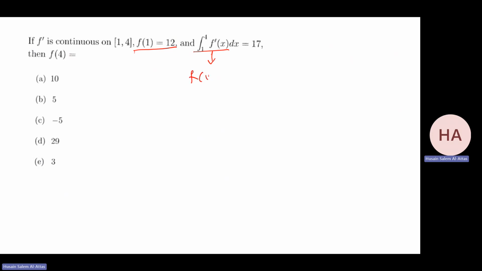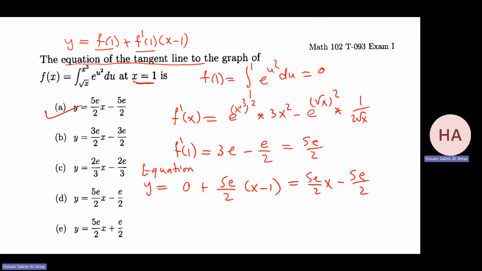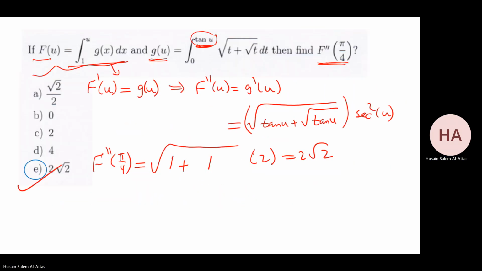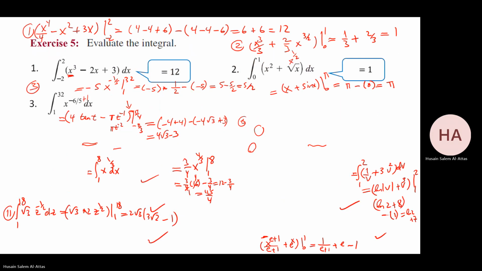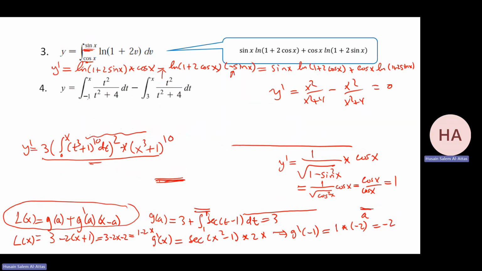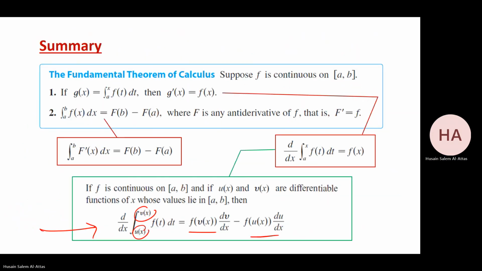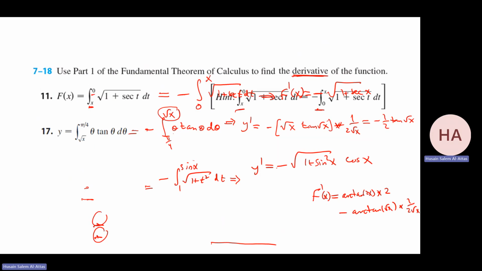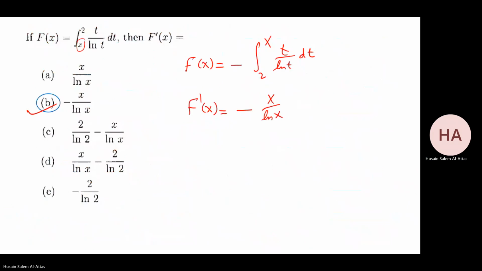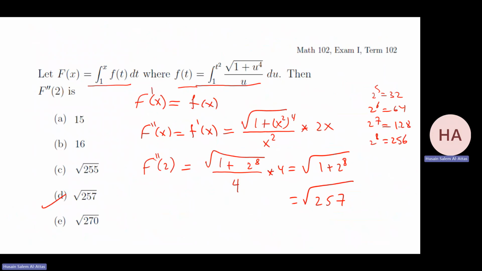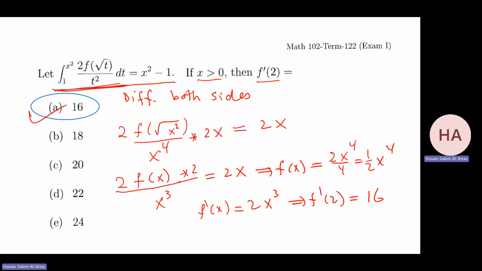What is this? An easy one. This one is f of 4 minus f of 1. If you notice from here, this is the antiderivative, this is capital F prime at x. So it will be f of b minus f of a, just to be sure you understand it.